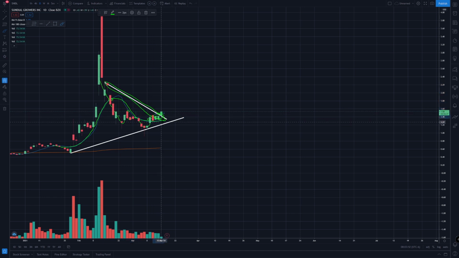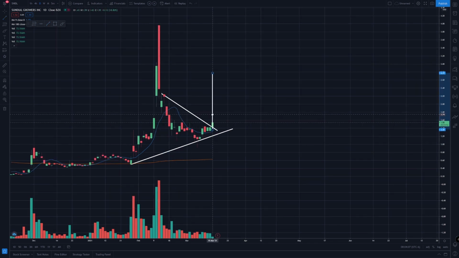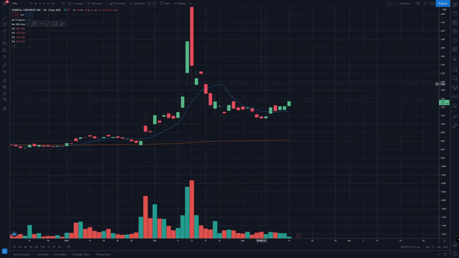This breakout right here, maybe I would do a couple ways to do a target. So let's do a basic triangle target, something like this. And that'll give us a target of around 283. Alright, so that's one target.